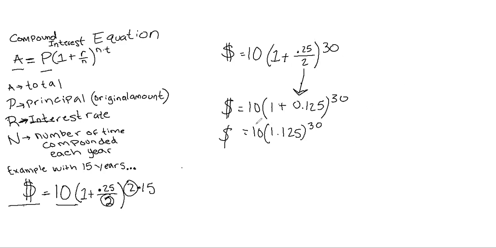So then what we can do is we can multiply the 10 times 1.125, which is going to be 11.25 to the power of 30. And that is going to be 3.424 to the power of 1031.